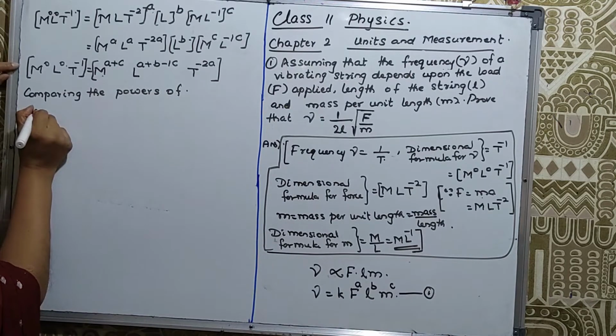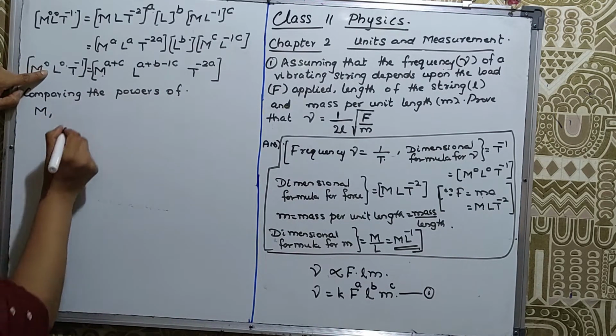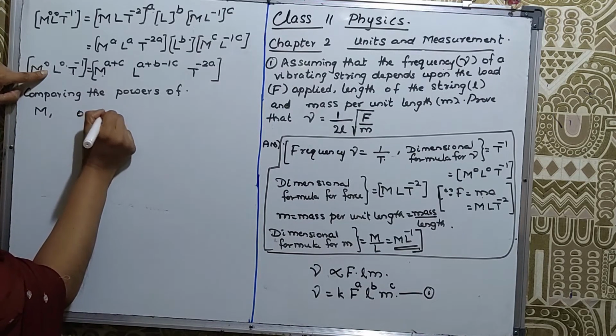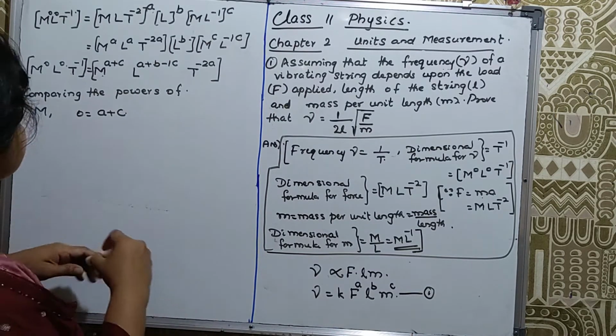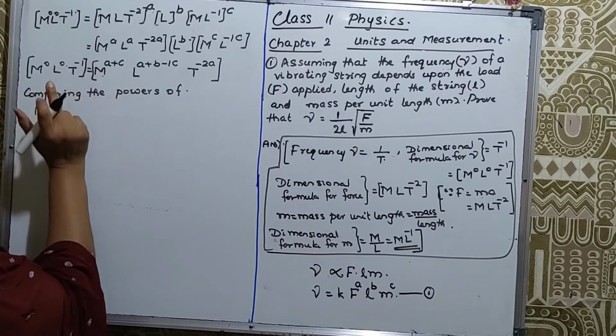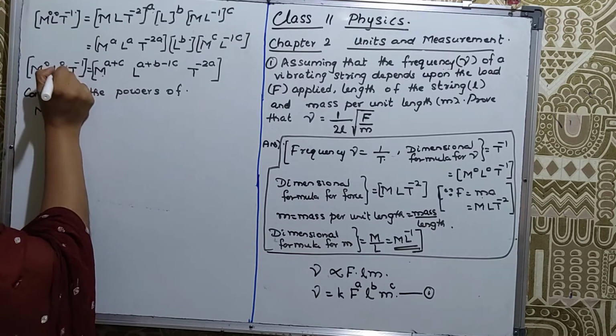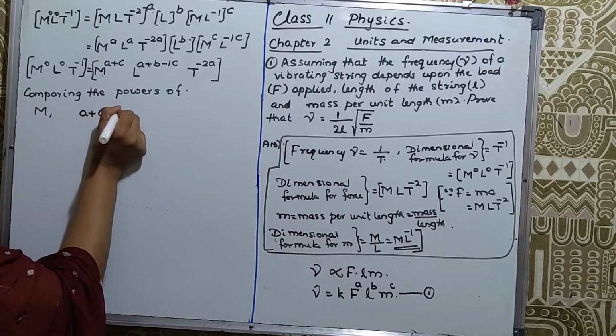Powers of m. When we compare the powers of m, you will get 0 equal to a plus c. So a plus c equal to 0, comparing the powers of m. Equation number 1.